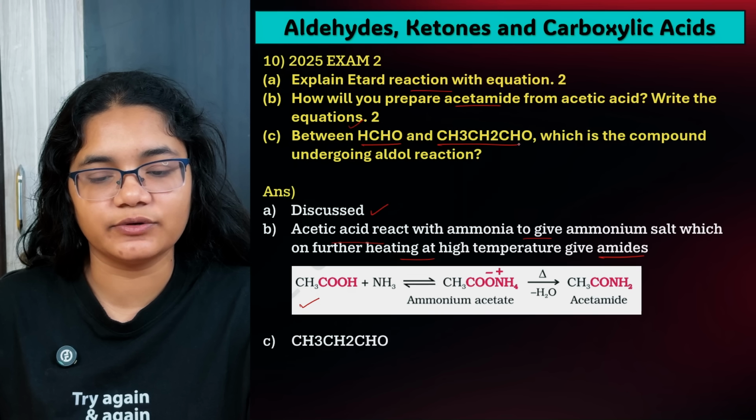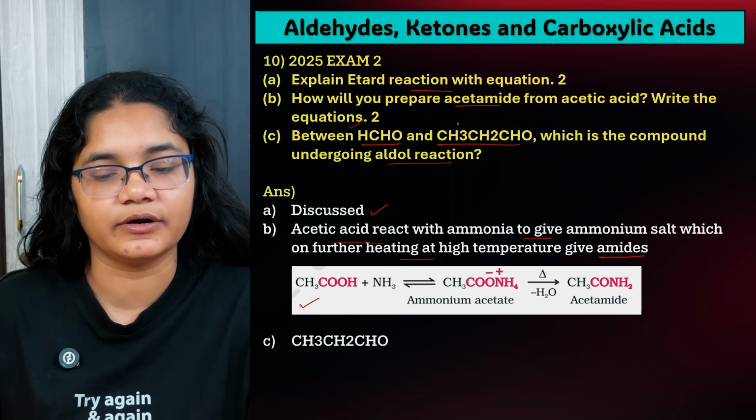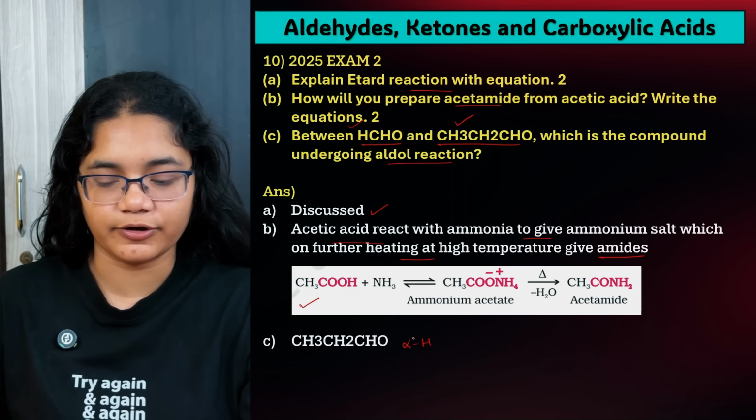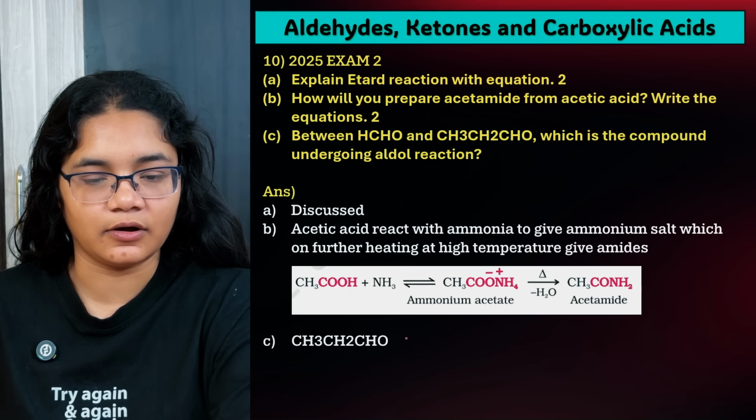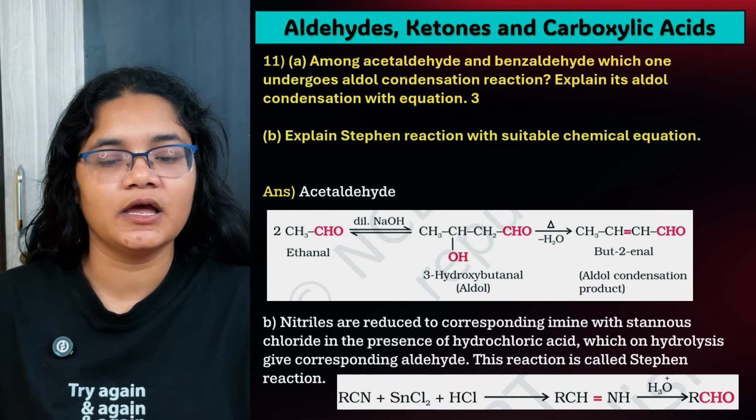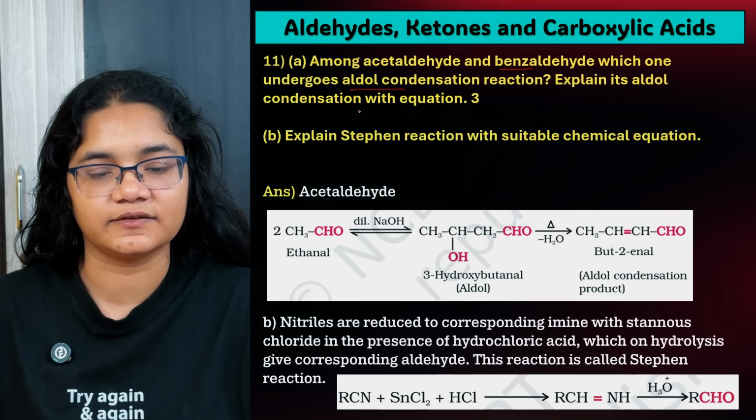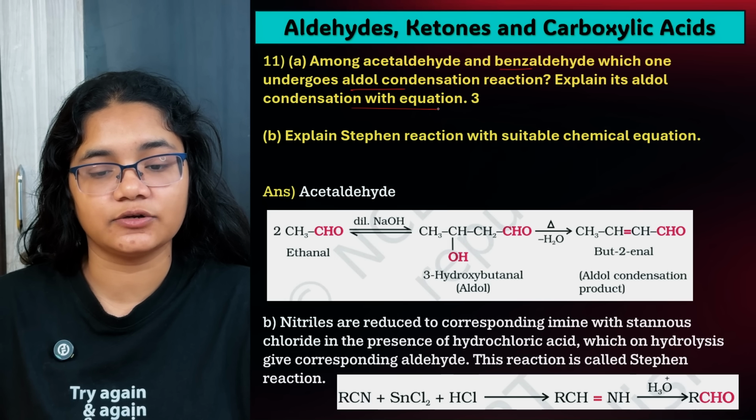Between C6H5CHO and CH3CH2CHO, which one will undergo aldol reaction? This one will undergo aldol reaction because it has alpha hydrogen. Now next question from this one, that is among acetaldehyde and benzaldehyde, which one undergoes aldol condensation? Explain its aldol condensation with an example.